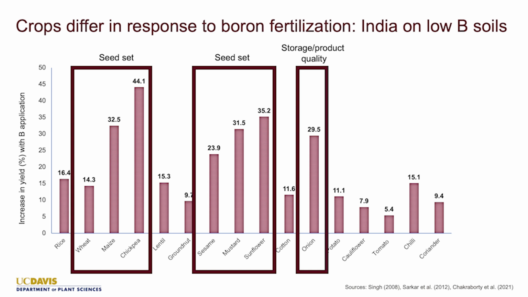And all of these crops were growing in the same soil with the same boron application. I've outlined the nature of the effect. One of the characteristics of boron in many agricultural circumstances is that it affects flowering and seed set and reproduction more critically than it affects vegetative growth. On the far right, I've circled onion. There is a second effect of boron that's very important, and that is on storage quality, product quality.